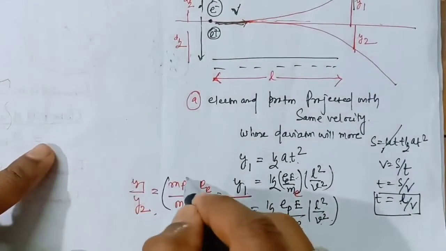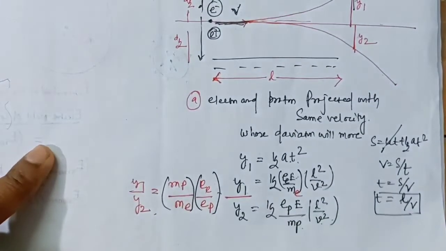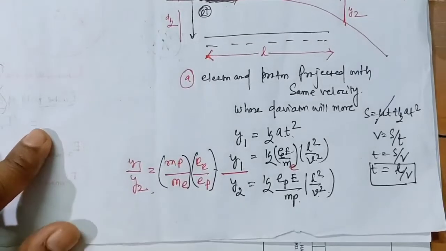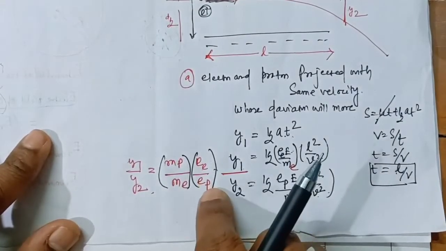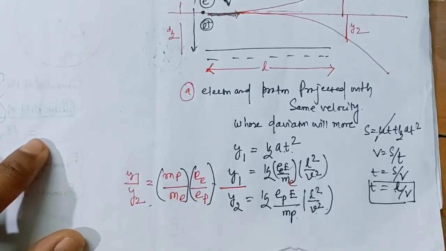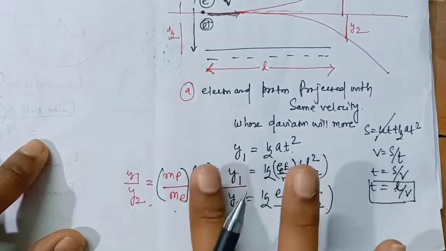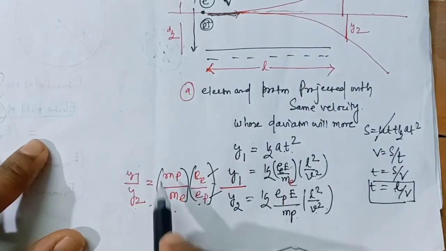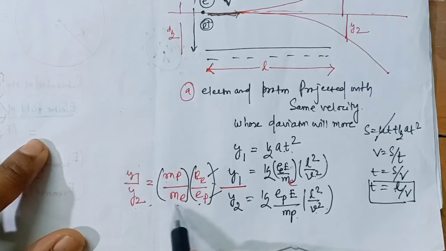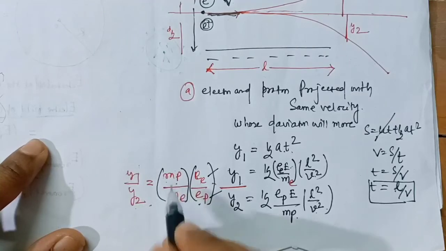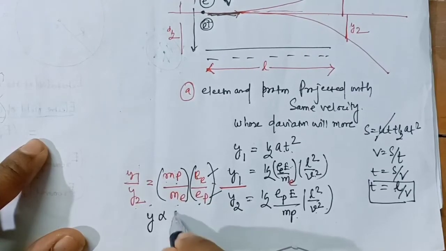So this is the relationship that is coming like this. And if you observe, they have been projected with the same velocity, and we are getting this kind of ratio: y1 by y2 equals mp by me. We know the charge of the electron and proton is the same, so these things cancel out, and we definitely get y1 by y2 equals mp upon me, and we know that the mass of the proton, it means the deviation is inversely proportional to mass.